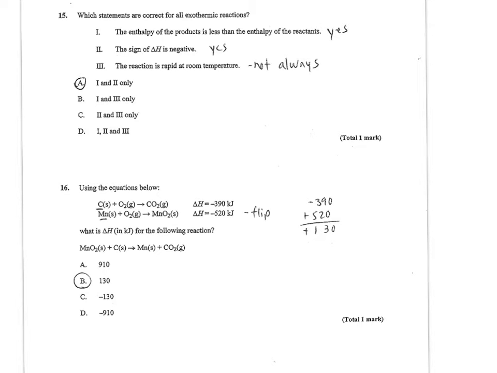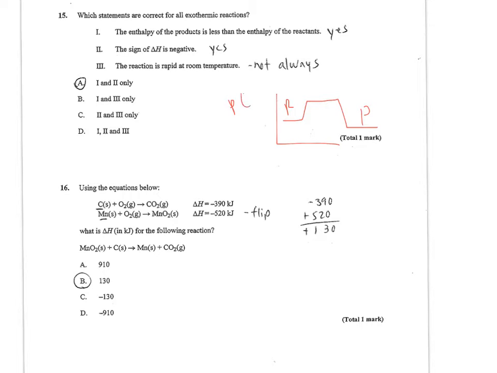Number 15: which statements are correct for all exothermic reactions? The enthalpy of the products is less than the enthalpy of the reactants. And that's true because, again, right away think reactants high, products lower.